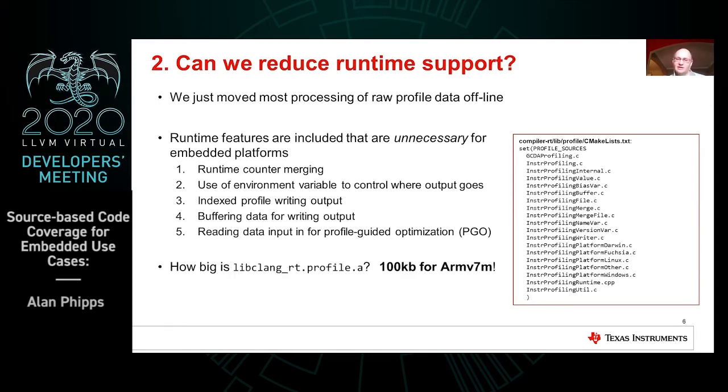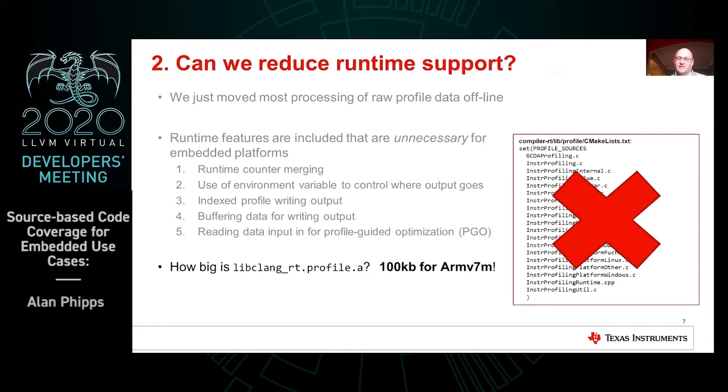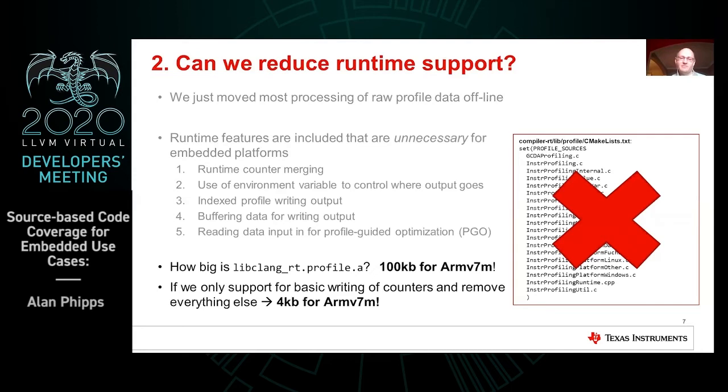Clang's profile library clocks in at about 100K for ARMv7-M, which is quite large. You can remove all of these features and just reduce the size of the library down to what you need to write the counters out from memory. And you can reduce this significantly to about 4K, which is an incredible size reduction. Now, an obvious drawback to doing this is that you lose some of this runtime capability, like profile-guided optimization and being able to read profile data in during runtime. But on an embedded platform, when you're mainly just interested in code coverage, you really don't need that capability.